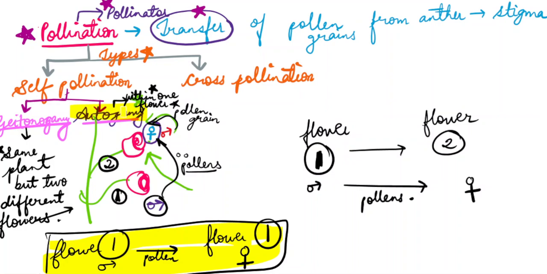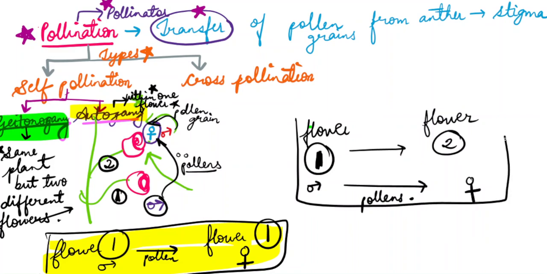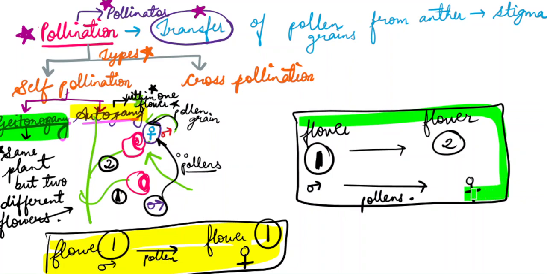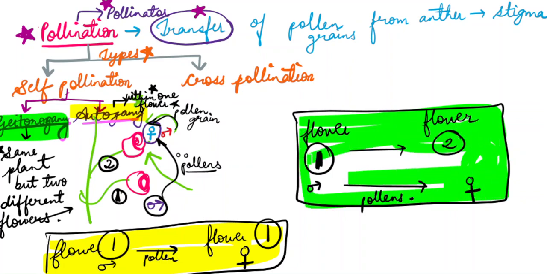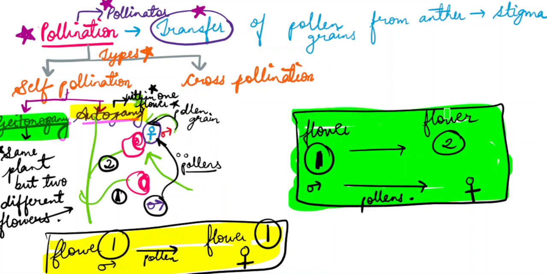Okay, I will mark it with yellow, and this condition which I am marking with green is of geitonogamy. So I hope you understood the meaning of geitonogamy and autogamy. It's very simple. You just go with the color codes, green with green, yellow with yellow. That is the meaning of autogamy and geitonogamy.